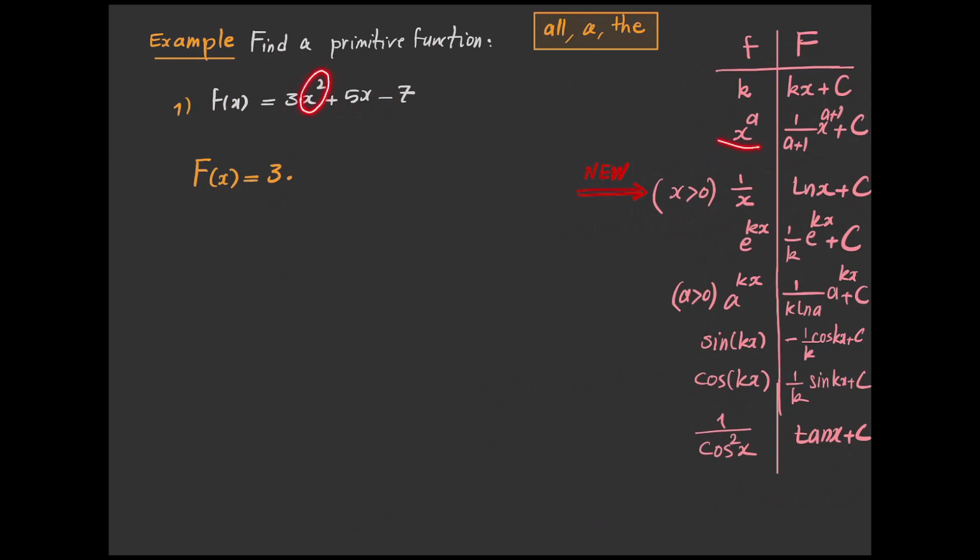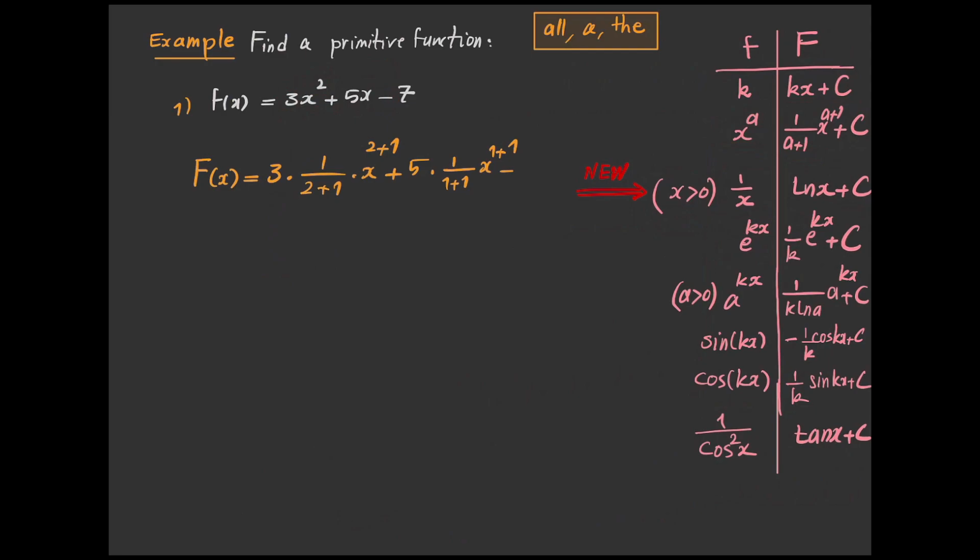I refer to my table, I see the second row, and in the second row, instead of a, I put 2. So what happens? It becomes 1 over 2 plus 1, and then x to the power of 2 plus 1. The same story here. I have the sum rule, so I go to the next one, I take 5 out, and then I give the role of a to 1, and use the same formula in the second row. So it becomes 1 over 1 plus 1, x to the power of 1 plus 1. I don't normally write it like this, but this time I want to write it so that you understand.